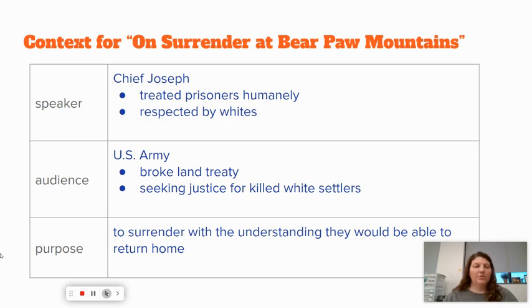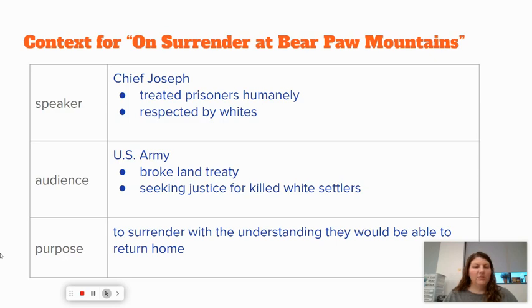Who he is speaking directly to, his audience, is the U.S. Army, and specifically this U.S. Army general. And what we know about the U.S. Army is that they had broken this land treaty, so they had already not kept their promise to the Nez Perce people at the time, and that they were seeking justice for these 3 white settlers who had been killed.